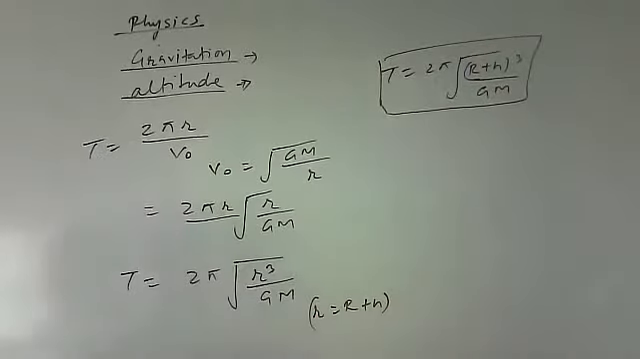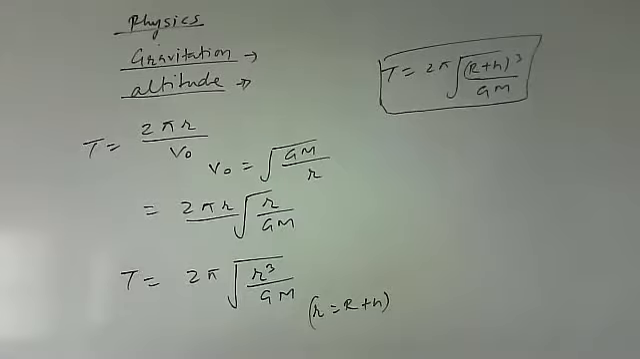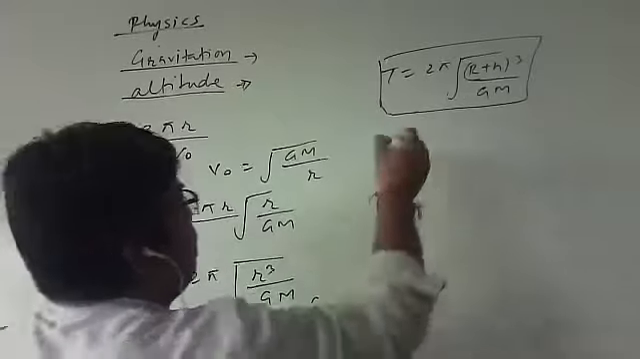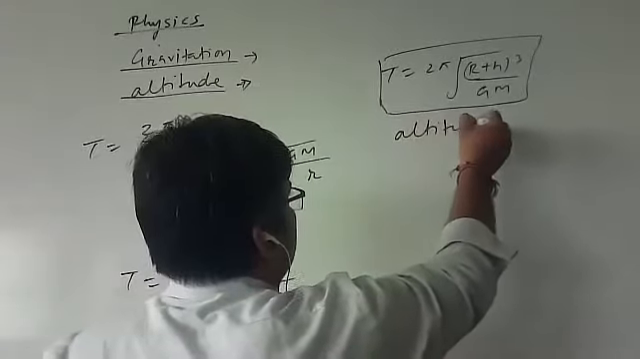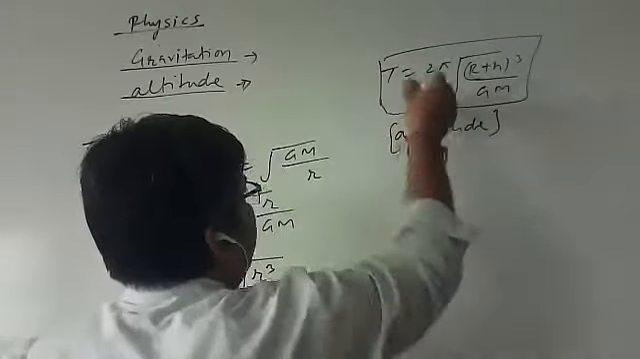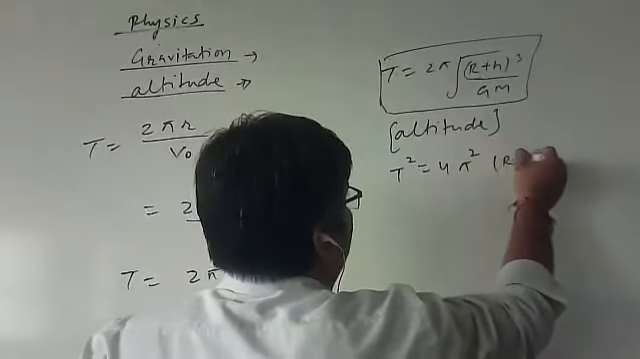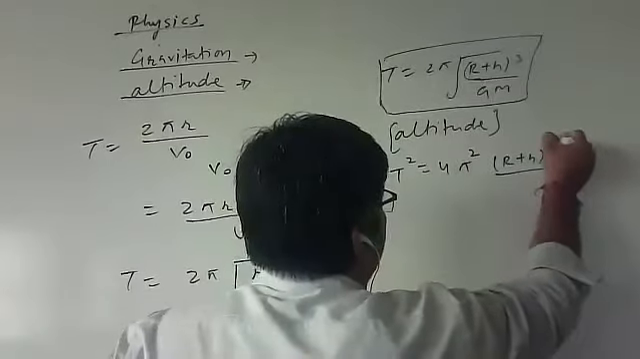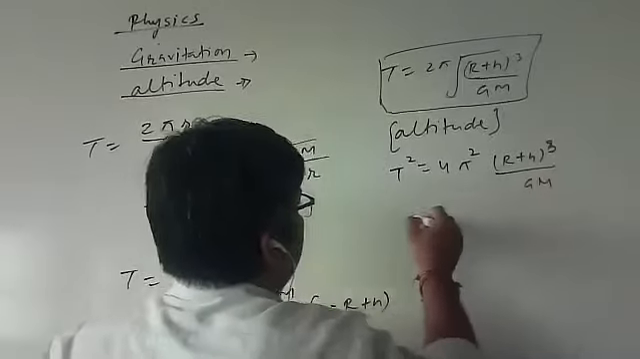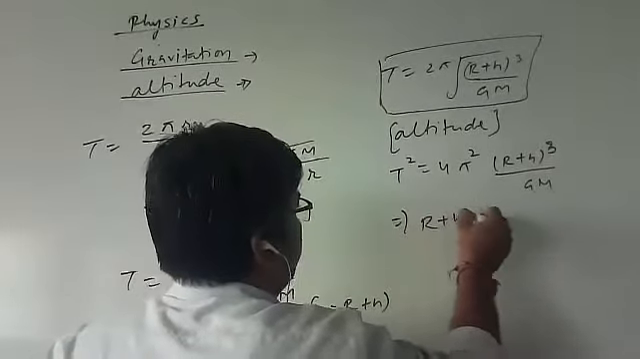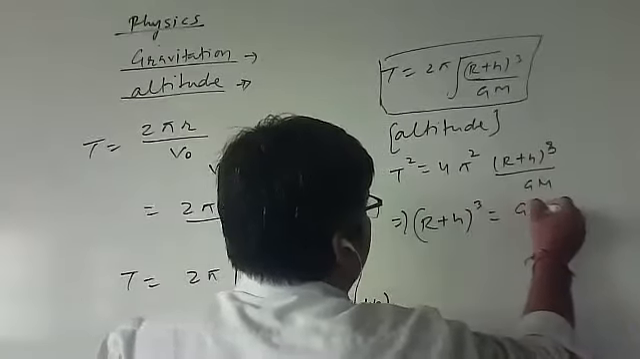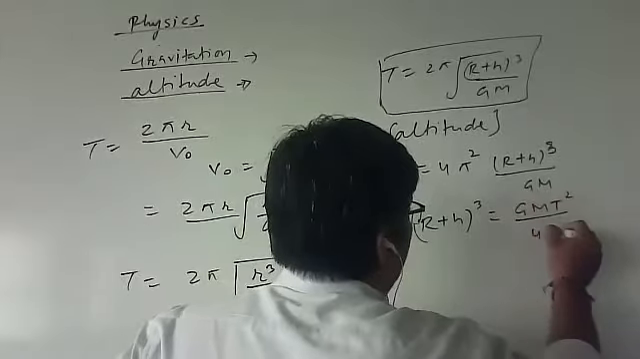Now we will calculate the altitude. We will calculate the altitude by use of this same expression. How? Apply this format here. For calculation of altitude, I am going to square this equation on both sides. You will get T square is equal to 4 pi square R plus h whole cube divided by GM. That means R plus h whole cube, and I will get here GM T square divided by 4 pi square.